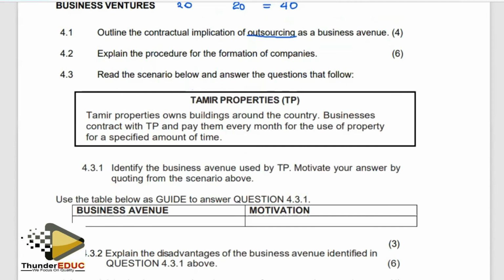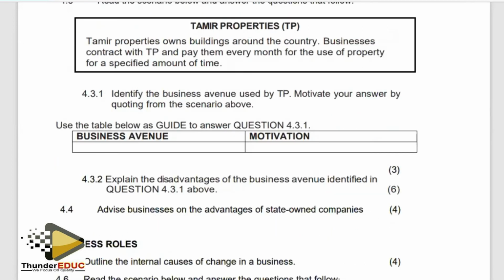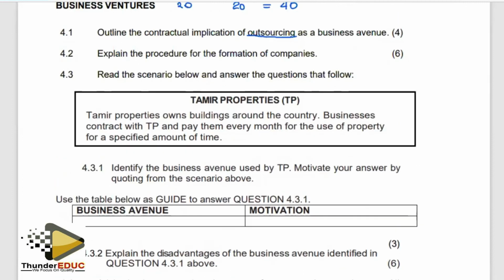Question 4.3. We are reading the scenario. Oh no, we want to look at question 4.2. Procedures. The procedure for the formation of a company. These are the steps that we should take when we are forming a company. That is 4.2.